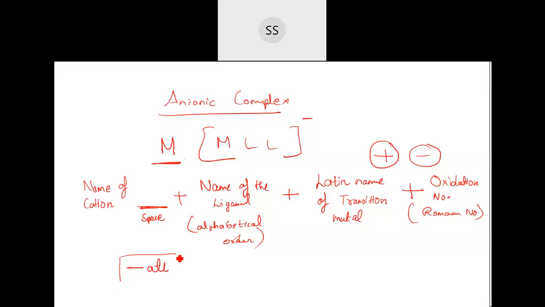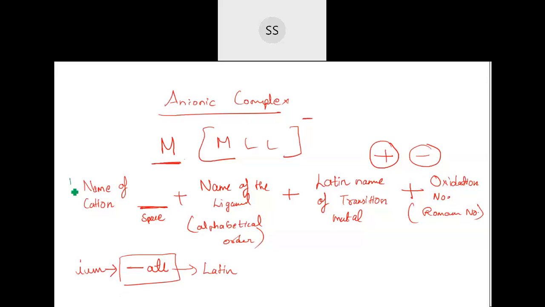For example, chromium, the name will be chromate. Iron, ferrous we write, no, ferrate. Cobalt, cobaltate. Aluminium, aluminate. Just that IUM part you have to remove and replace by ATE. That is the Latin name. So it is very simple to remember the Latin name. Wherever there is IUM present, remove that IUM and replace it by ATE. That itself is the Latin name. If you want, I will give you the list. But then you have to follow this particular order.